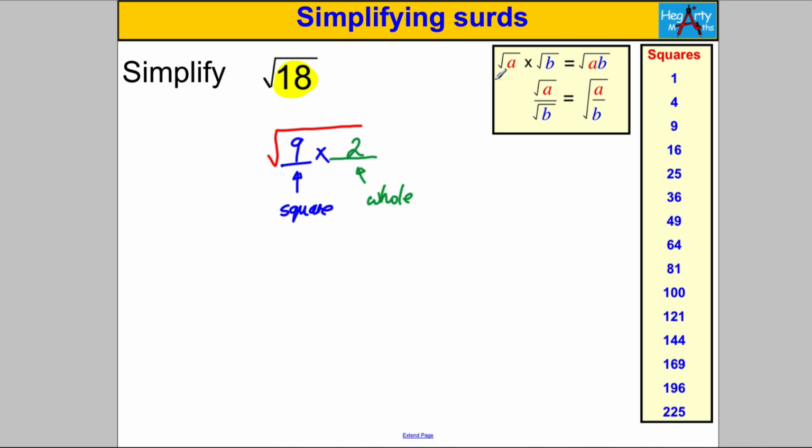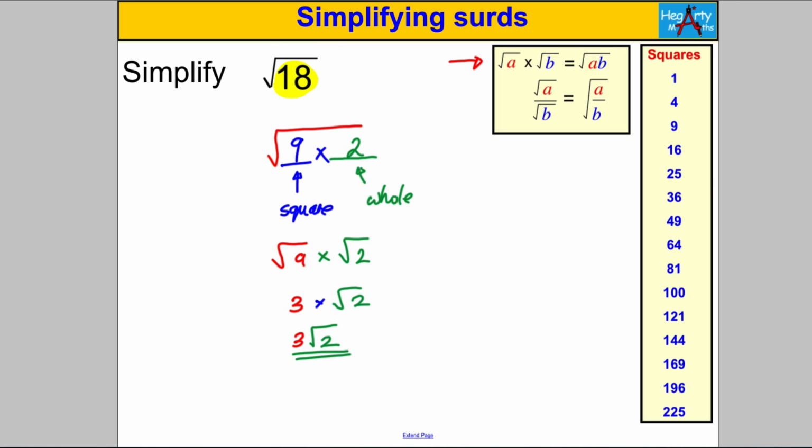And now we can use the law of multiplying surds. The square root of the product is the product of the square roots. So I can break that up into the square root of 9 multiplied by the square root of 2. And the square root of 9 is 3, and the square root of 2 is a surd, so that's 3 times root 2, and a mathematician writes 3 times root 2 as just 3 root 2. And that is the simplified version of the square root of 18.